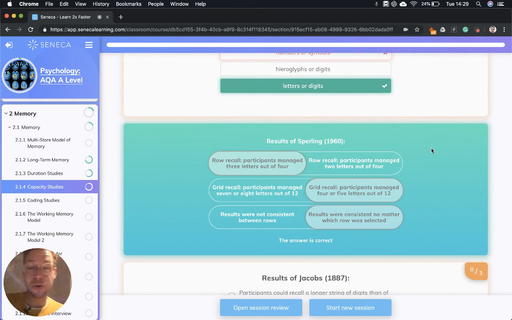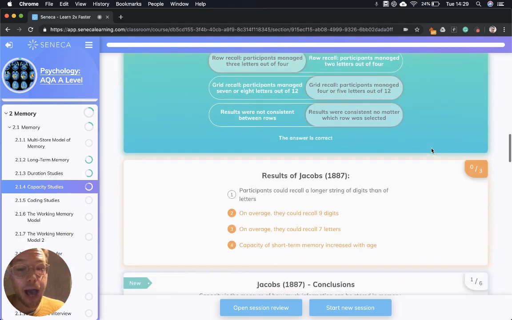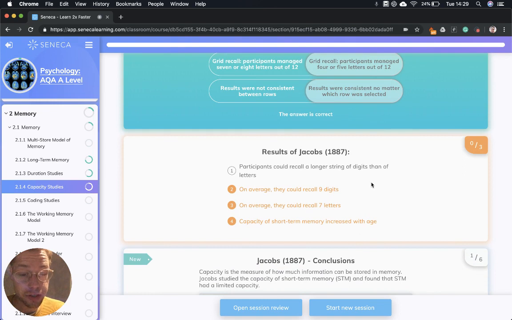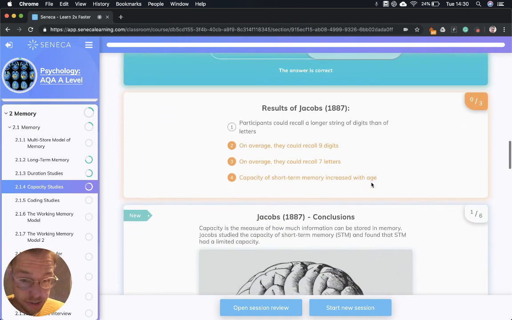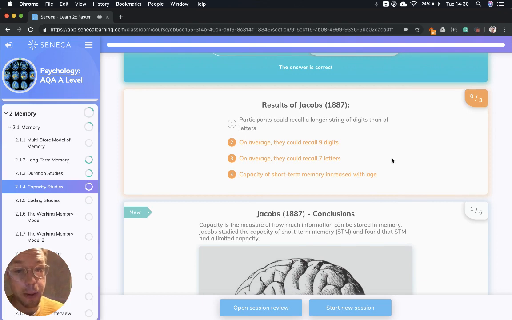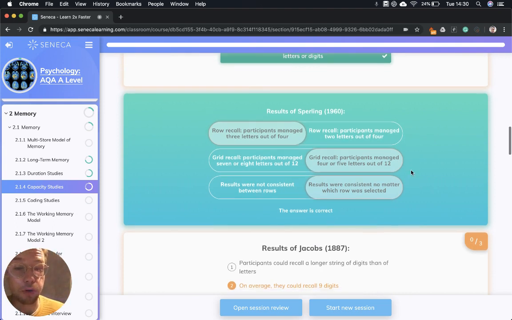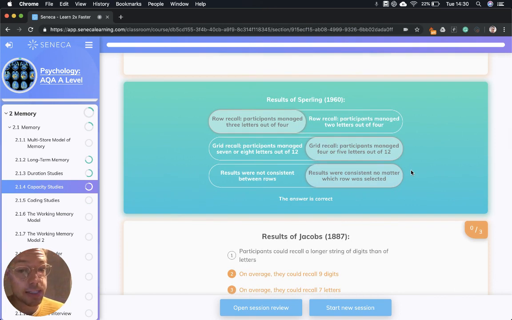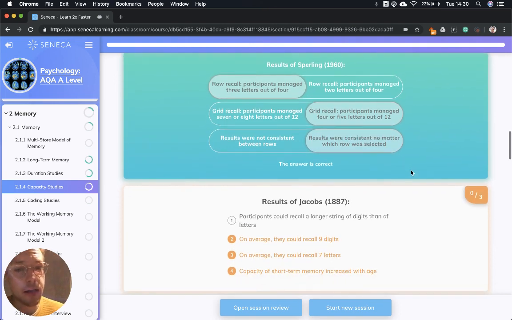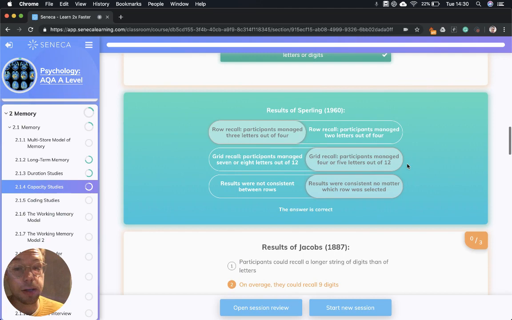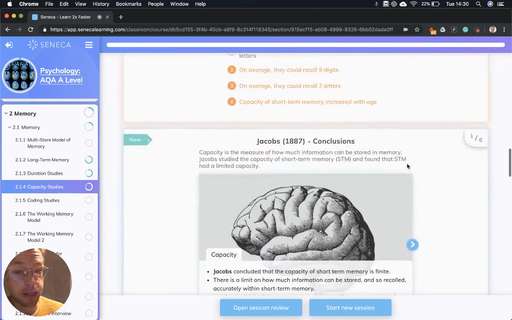So in the Jacobs experiment, they could recall 9 digits, 7 letters, and the capacity of short-term memory increased with age. Let's jump back. Do you remember the results of Sperling 1960? So row recall, participants could remember 3 or 4 letters. Grid recall, participants could manage 4 or 5 letters. And the results were consistent no matter which row was selected in the Sperling experiment.